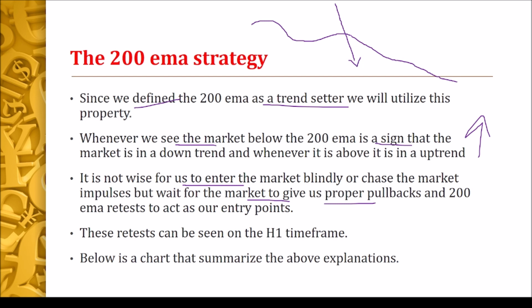We must not enter in such an impulsive move because the market will always pull back after inducing traders. So the next thing is to see the market come back to the 200 EMA to retest that 200 EMA, and this becomes our zone of market interest. That is where we would look to get into the market for a possible continued move.